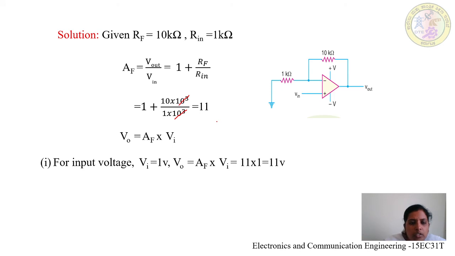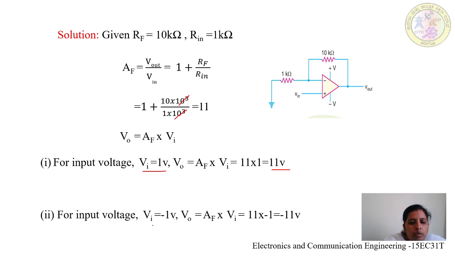For the input voltage, we have to find out the output voltage. For Vin equal to 1 volt, the output voltage is AF into Vin, that is 11 into 1, which is 11 volt. For Vin equal to minus 1 volt, the output voltage is AF into Vin, that is 11 into minus 1, which is minus 11. So for the input voltage 1 volt, we will have the output voltage 11 volt. For the input voltage minus 1 volt, we will have the output voltage minus 11 volt. Okay, this is the answer.